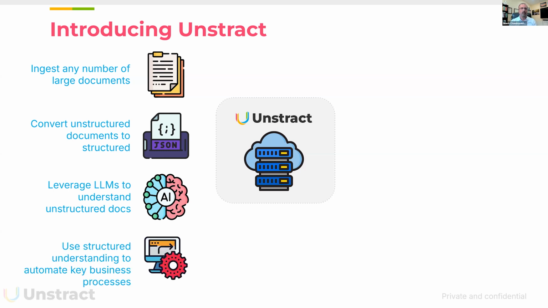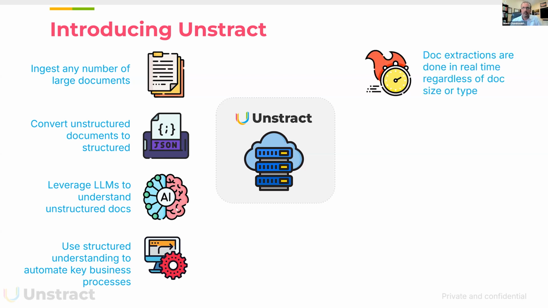It uses structured understanding to automate the key business processes, whether it be mortgage processing or insurance or whatever, right? And then document extractions are done in real time, which is also a huge benefit, because then you get to actually put this unstructured data that you've extracted into the analytics part of the visualization as well. And because of leveraging this, and I'll get into how we can reduce errors and hallucinations and all that kind of stuff as well, data extraction errors are reduced or eliminated, right?